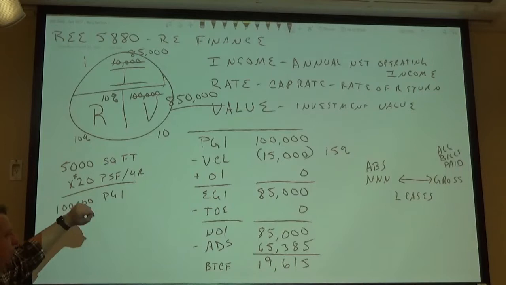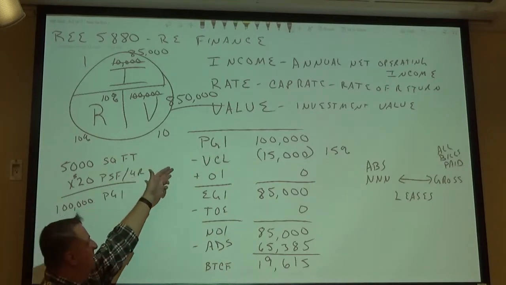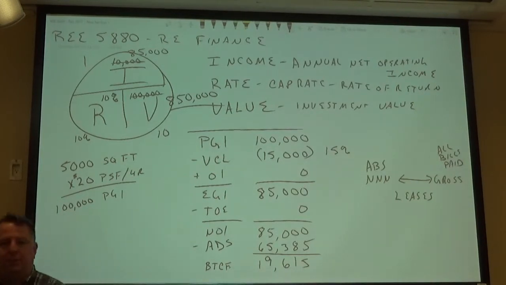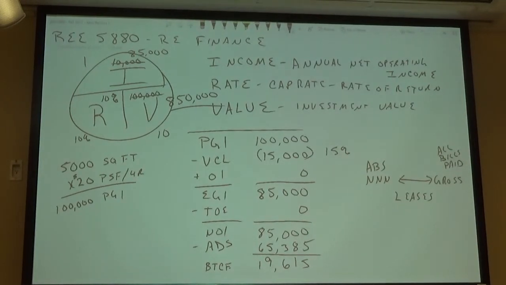But let's assume that they agree with you on that. The same sort of thing is going to be true with vacancy and collection losses, okay? They're going to say, is that a realistic number for this particular product type, for this particular market? Do we need to adjust it in any way?